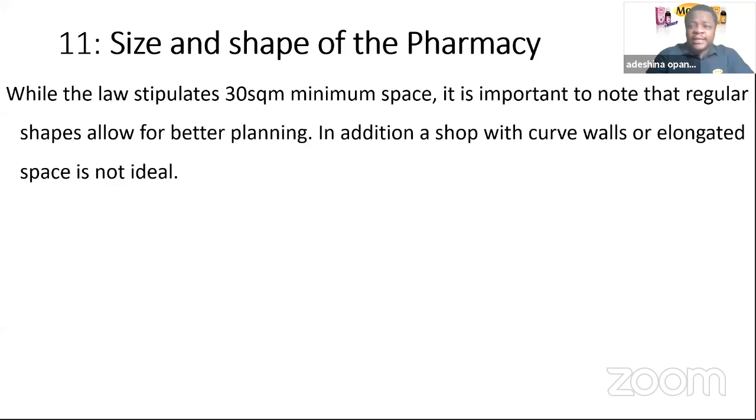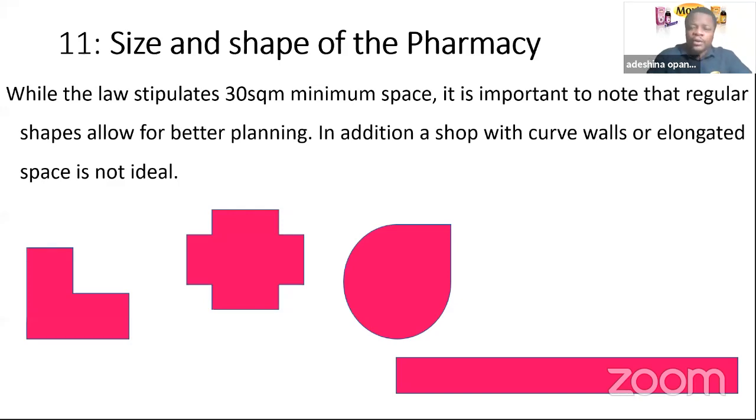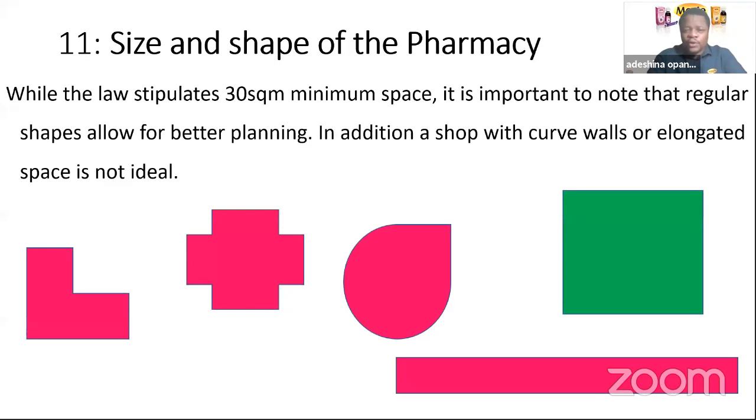Now we are getting close to number 13, the size and the shape of the pharmacy. While pharmacy law says 30 square meters, and some of us appeal for 25, 28 and all that, it's important to know that regular shapes of the pharmacy allow for better planning. You can get 30 square meters from this L, or this cross, or this drop, or this long row, but the best is a four-cornered square or a rectangle that is not too long. That gives your store designer the opportunity to do something good with the space.